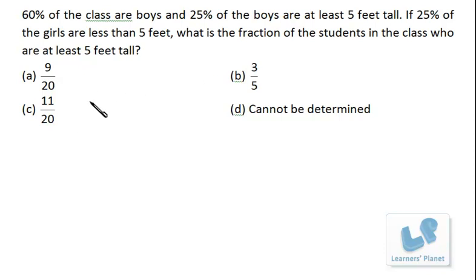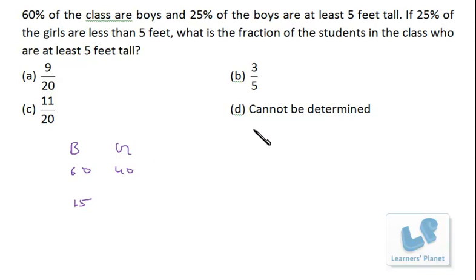First of all, let's assume the total strength in class is 100. So boys will be 60 and girls will be 40. Now 25% of the boys are at least 5 feet tall. That means 25% of 60, that is 15. So 15 boys are at least 5 feet tall.